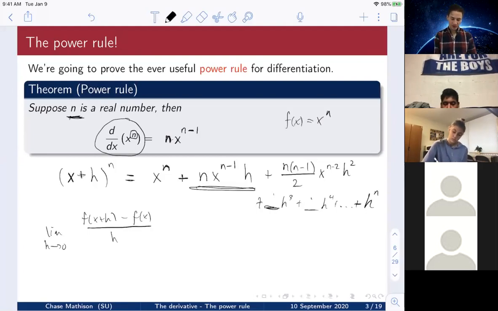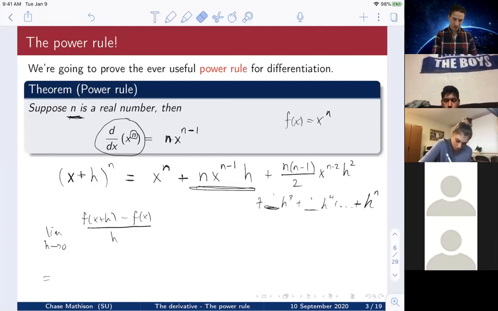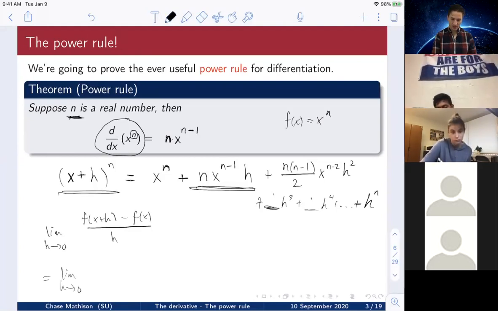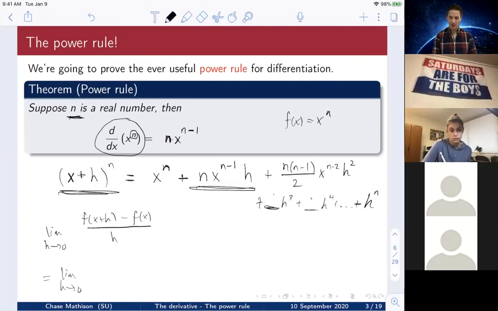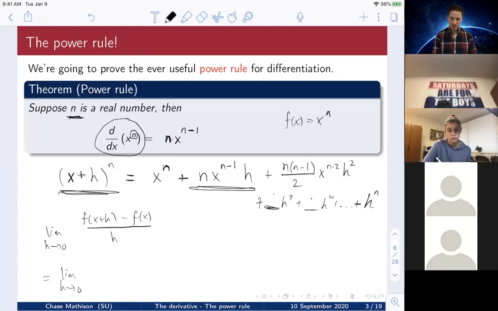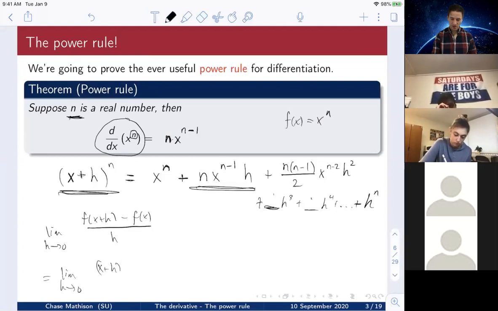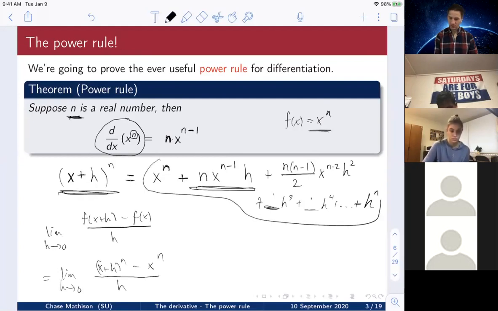Okay, well, this is the limit as h approaches 0. f of x plus h, well, that's just this guy right here. So (x plus h) to the n minus f of x, well, that's just x to the n, all divided by h, right? All right, so then I'm going to plug in this big thing for (x plus h) to the n.